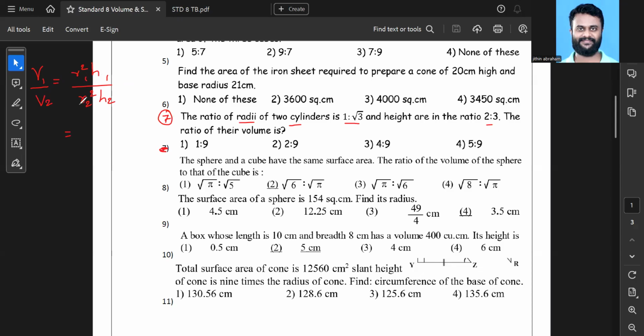Over here the ratio of radii they have given as 1 upon root 3. In this case I'll write 1 upon root 3, but the radii are squared, so I'll put a square over there. For the height they have given the ratio as 2 upon 3. So 1 upon root 3 the square is 1 by 3, multiplied by 2 by 3, which gives me 2 upon 9. So 2 by 9 will be the ratio of their volume. Option number 2 will be the correct answer.